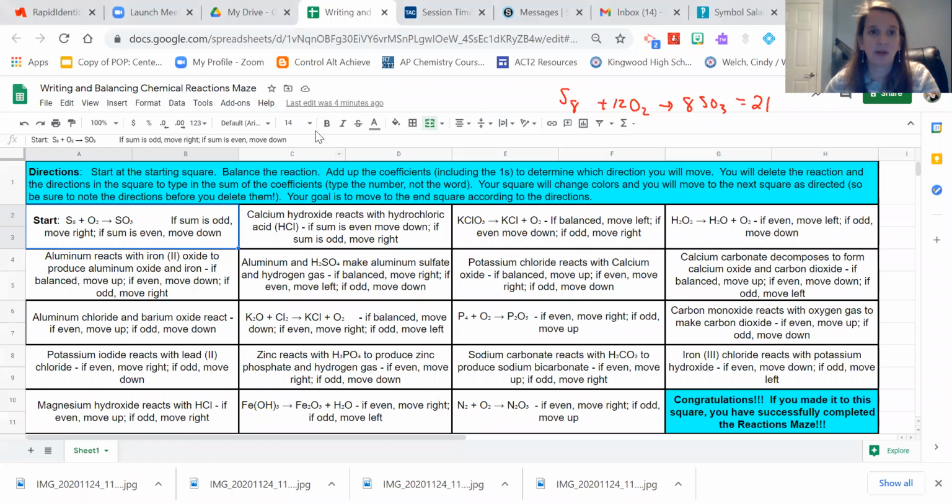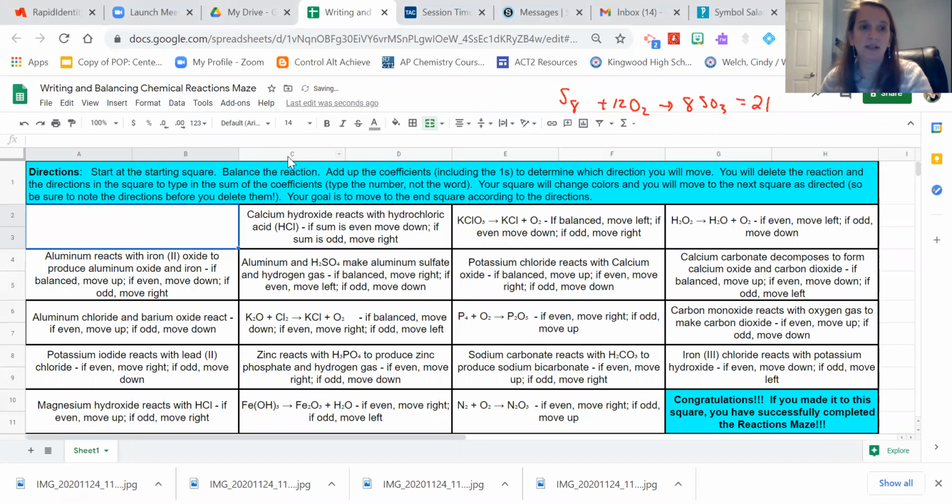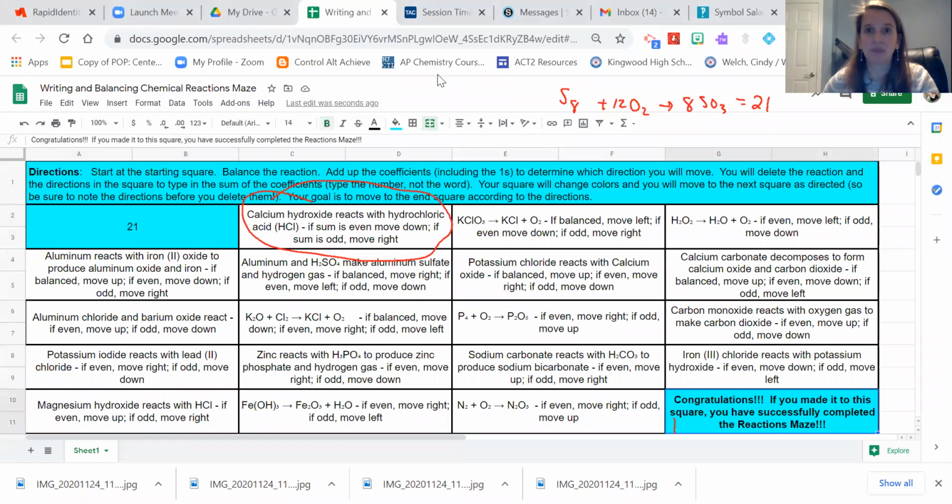But I need to go in the square. I need to delete it. And I need to type in my sum. And you can see that it changes colors. So when you type in your answers, these squares will change colors. And the colors won't mean anything to you, but they're going to let me know how you're doing. And then the next one I'm going to move to is this one right here, the one to the right, because that's what the directions had told me to do. And I'm going to keep going until I get to this square all the way down here, okay?